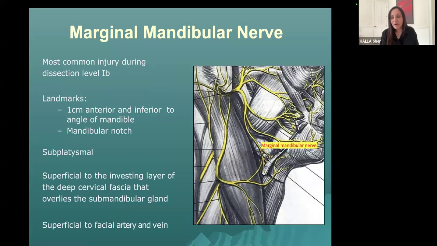So one of the most important anatomic structures that we encounter when we're doing dissections in level 1, whether that's for a neck dissection or excision of a submandibular gland, is the marginal mandibular nerve. And injury to the marginal mandibular nerve is the most common injury during a level 1B dissection. So it's important to be familiar with this anatomy. The marginal mandibular nerve is obviously a branch of the facial nerve.